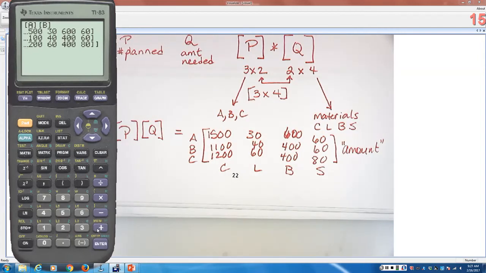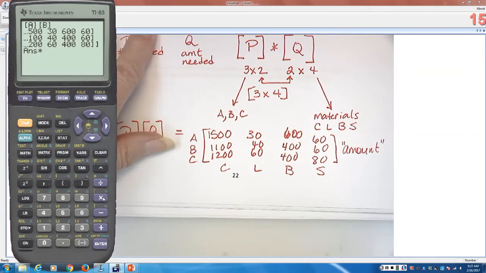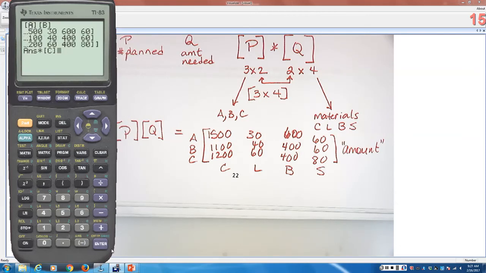now we need to multiply by price. So we're going to take that matrix, which is, your calculator thinks that's answer, and we're going to put a multiplication symbol. Can I multiply this matrix times matrix R? Okay. So that gives us the total cost. Okay?